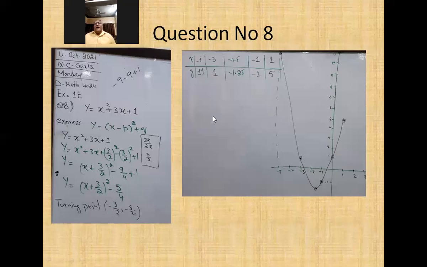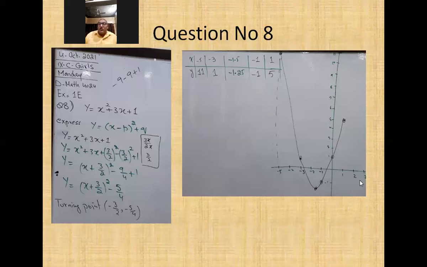So now I want to draw its graph. Once I know the turning point, I will take 2 or 3 points before the turning point and 2 or 3 points after the turning point. Because the turning point is at x equals minus 1.5, I will take 2 points before it, x equals minus 3 and minus 5, and in the same way 2 points after it, x equals minus 1 and 1. I can take 3 points also. When I put these x values in the original equation, I get these y values. Then I will plot them.